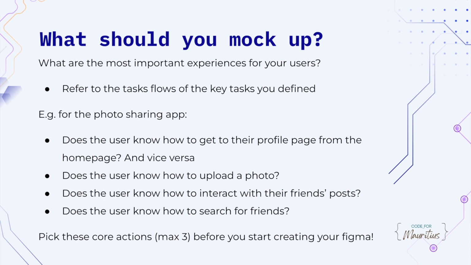Does the user know how to interact with their friends' posts? Does the user know how to search for their friends? And pick these core actions, like maybe 3 of them, so you have enough time to make a good Figma, and then start creating your design. If you just start creating with a vague idea in mind without either sketching out on paper or making an outline of what you want to prototype, you might end up going in a lot of different directions and confusing yourself. So pick 3 of the key tasks, or maybe give or take 1, 2, or 4, depending on how complex each of them are, and then draw out what frames you want and what interactions you want between them before you get started.